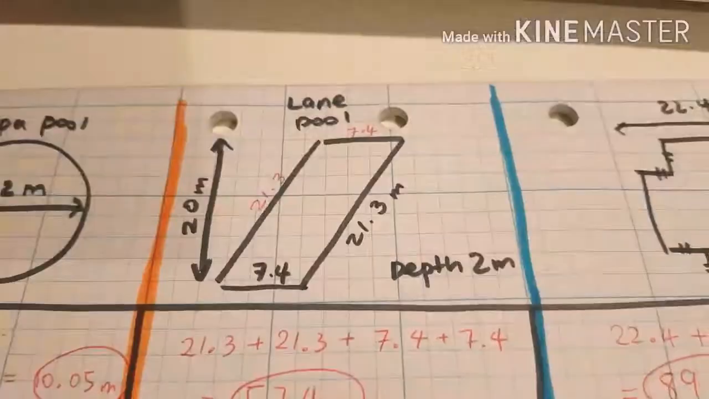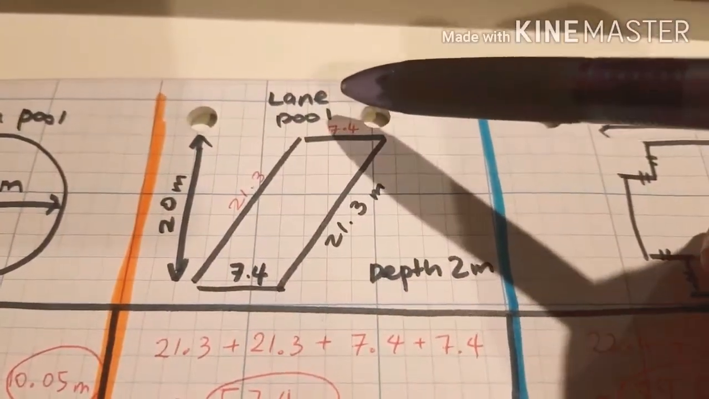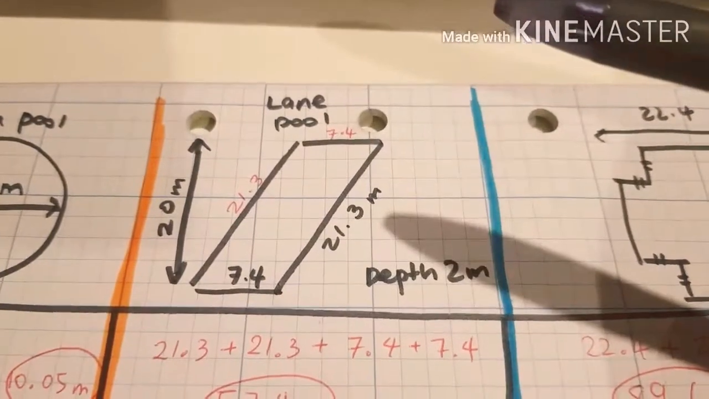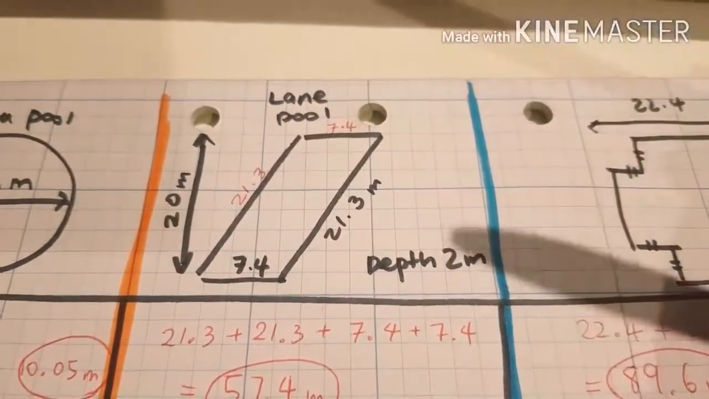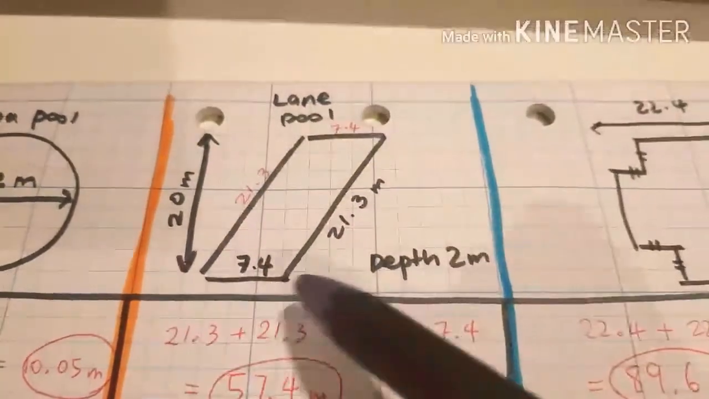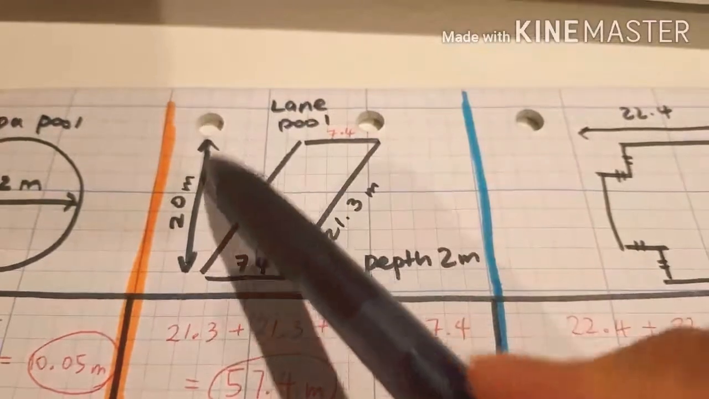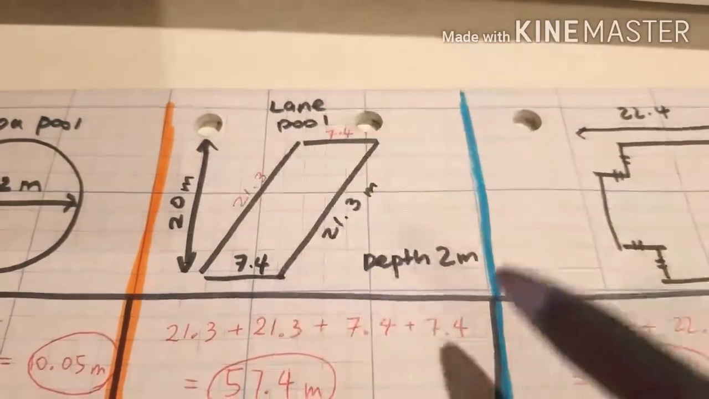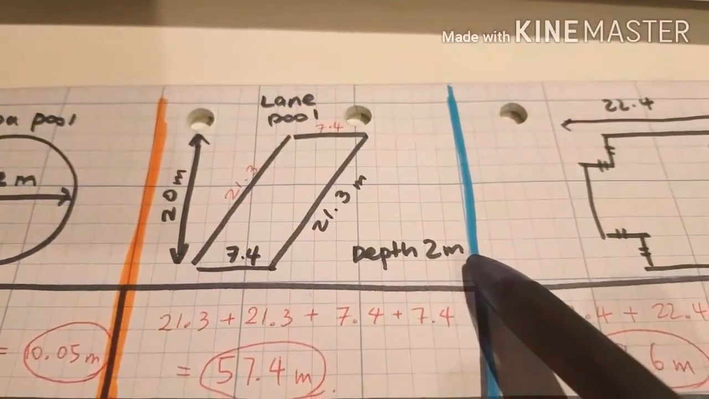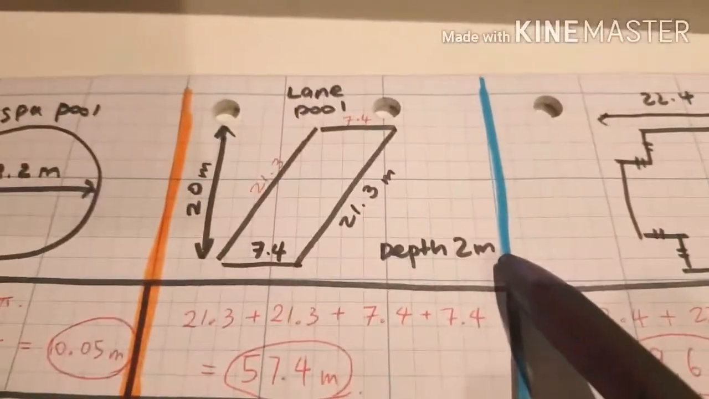Now we move on to the second shape, the lane pool. What shape is this? Yep, it's a parallelogram, and this is the slant height. That's the horizontal perpendicular height, and the depth will be 2 meters. So it's a little bit deeper than the previous one. So let's have a look.